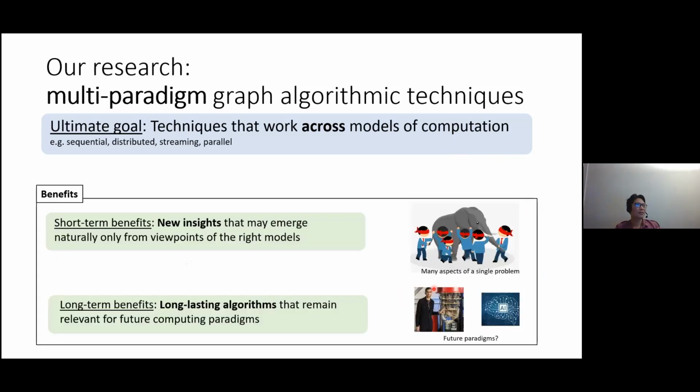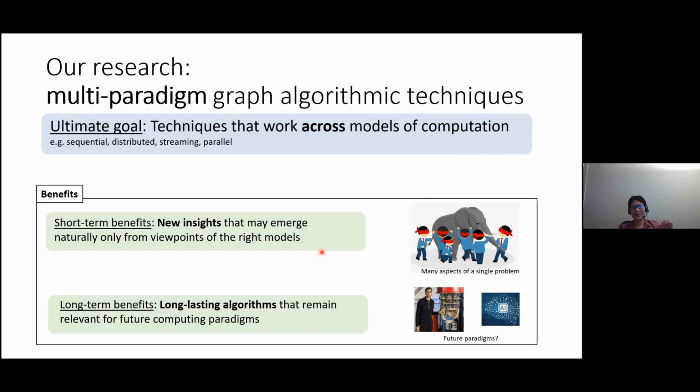And what is the benefit of this? I think there are at least two benefits of this kind of research. First of all, the short-term benefit is that when we study the same problem in many models of computation at the same time, we probably have a better chance to get new insights that may emerge naturally from one viewpoint or another, where we need the right model to think about. In the long term, maybe we will have long-lasting algorithms and techniques, because we have algorithms that work well in most of the paradigms that we know of today. And maybe future paradigms are not too different from the existing ones, and our algorithms can be adapted to that. All right, so that's the benefit.